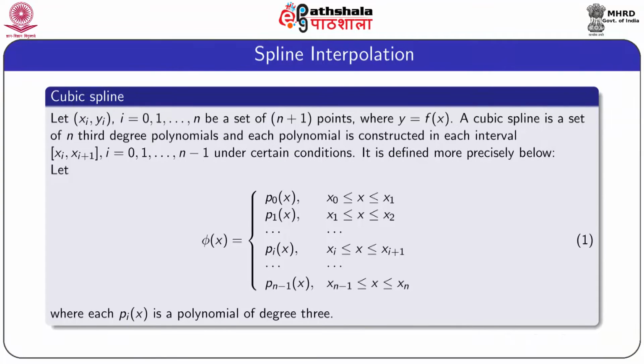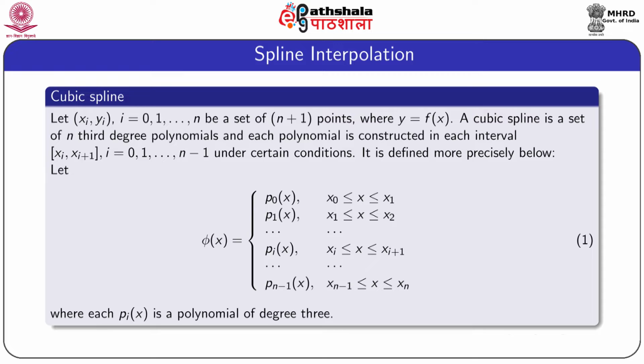Among these three types of spline, the cubic splines are widely used by computer scientists for image processing, computer graphics and many other areas. Now, we consider the cubic spline interpolation method, which is more important than the other spline interpolation methods. Here we consider n plus 1 points (x_i, y_i), i equal to 0 to n, where y equal to f(x), and the value of f(x) is not explicitly available.